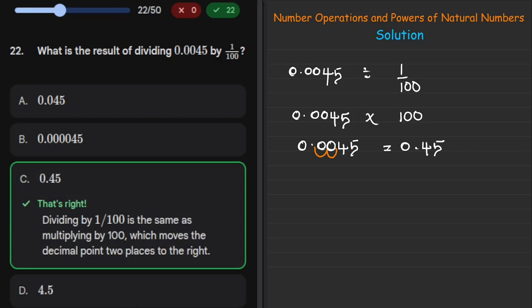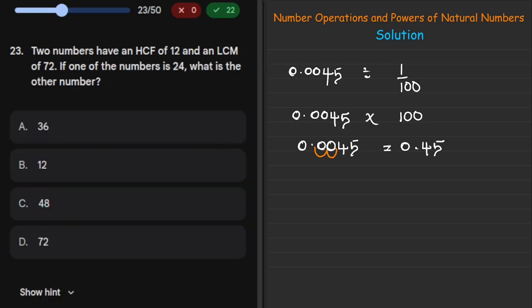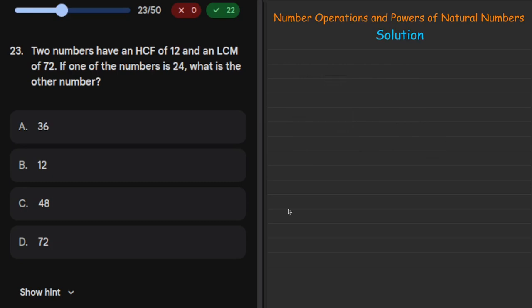So that is it for question number 22. Number 23 says, if two numbers have an HCF of 12 and an LCM of 72, if one of the numbers is 24, what is the other number? This is a very interesting question. Let me use this opportunity to teach you one formula you wouldn't find in most books.